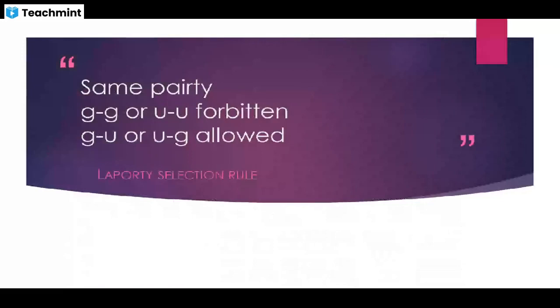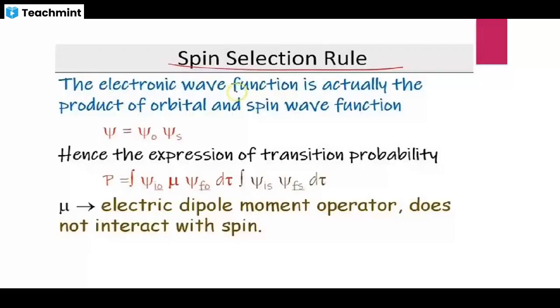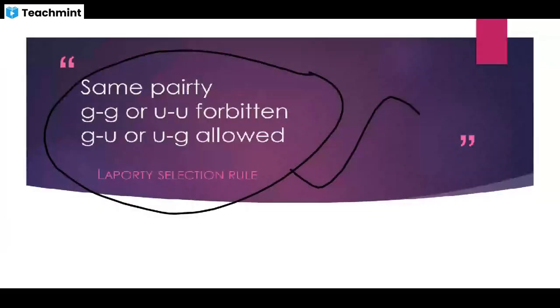This is the Laporte selection rule. G into G and U into U are forbidden; G into U and U into G are allowed. So I explained how these formulas come about. Most of them know these formulas, but don't know where they come from.